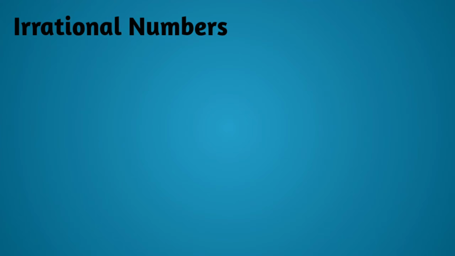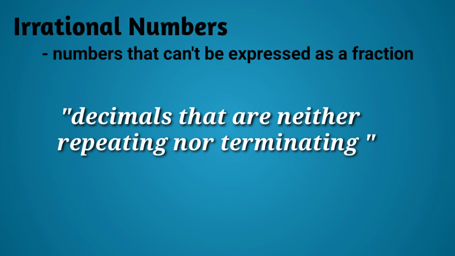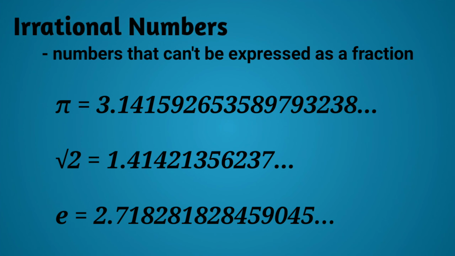Next are irrational numbers. Irrational numbers are numbers that cannot be expressed as a fraction, such as decimals that are neither repeating nor terminating. For example, the value of pi. Pi is equal to 3.14159265358 and so on. We cannot convert the value of pi into a fraction. So, pi is an irrational number.